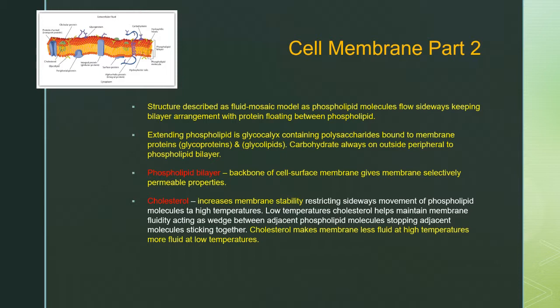To basically give you a summary, the phospholipid bilayer is the backbone of the cell surface membrane, giving membrane selectively permeable properties. You'll always hear that there. The cell membrane is selectively permeable.